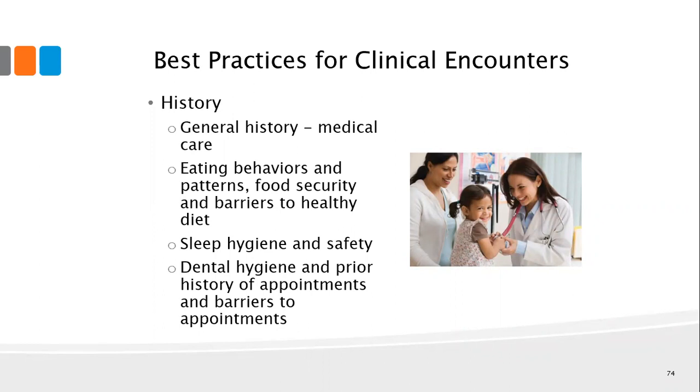Some specific history elements to cover related to housing insecurity impacts are inquiring about specific eating behaviors and patterns, food security and barriers to healthy diet, such as no refrigeration, sleep hygiene and safety. These may be affected in temporary housing due to lack of access to safe sleep places, especially for infants. And dental hygiene and prior history of appointments. Toothbrushing may not be able to be a priority. Foods may not be healthy, and while a dental home is recommended by 12 months, this is infrequently achieved due to barriers to appointments. Next, please.